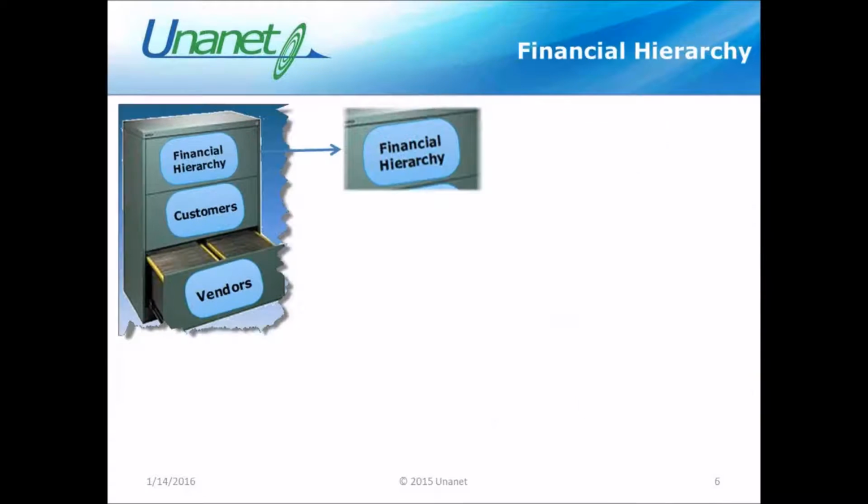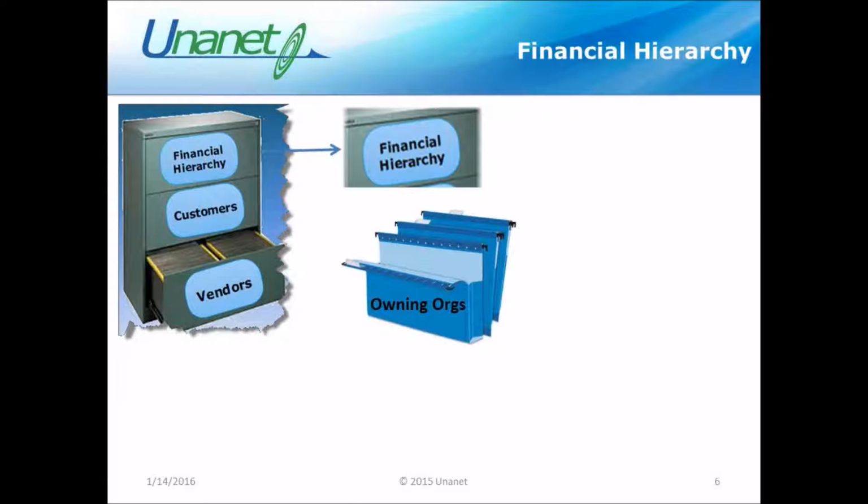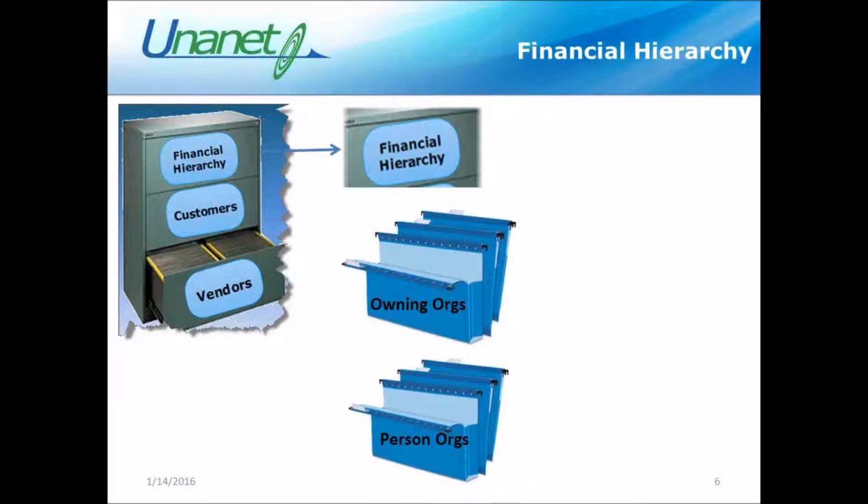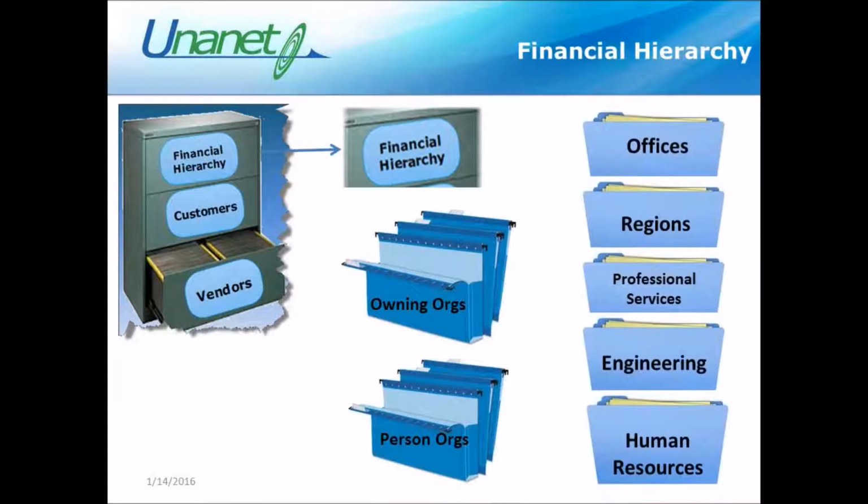So let's take a look. The first drawer is the financial organization drawer, and it has folders that represent categories. And these categories would be subfolders, hanging folders that represent internal departments and divisions. So there might be folders for owning organizations and for people organizations. The owner organizations are required for invoicing in Unanet, and they represent the remit-to organization, which recognizes the revenue.